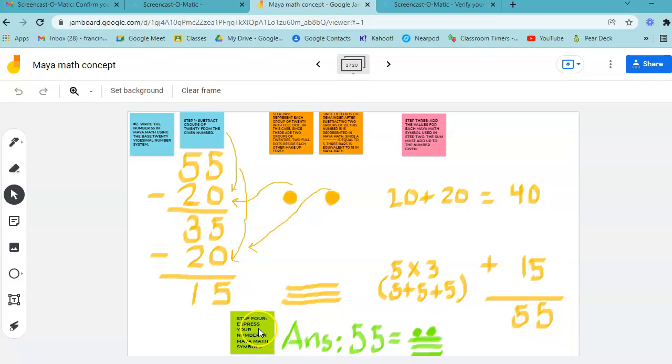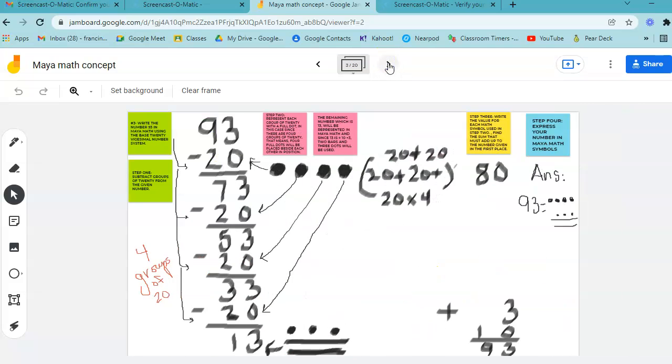Step 4. Express your number in Maya Math symbols. So answer is equal to 55, which is equivalent in Maya Math symbols to 3 horizontal bars and 2 full dots. Moving on. Example number 3.